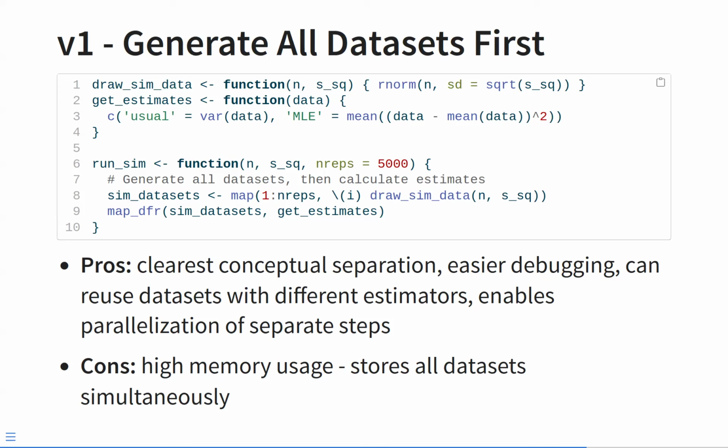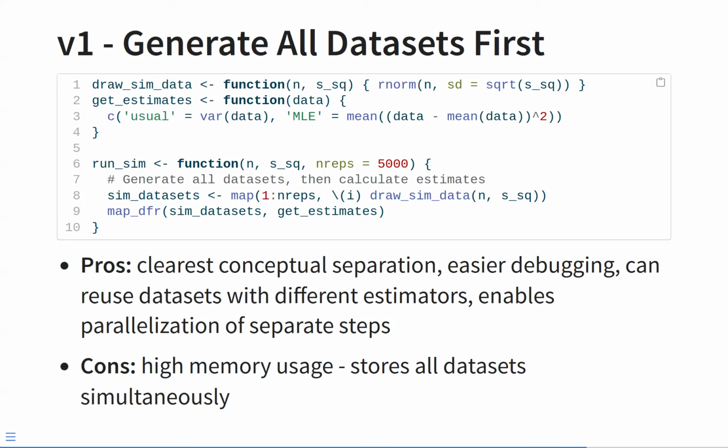So if you wanted, using an approach like this one, where you generate all the data sets first, remember, in line 8, sim data sets, map 1 to n reps, I draw sim data, we generate all those data sets and store them, right? So we generate all of the 5,000 data sets in one go. We could store those and just hang on to them. We could write them to a file, and then we could read them in later. So this means that if you change your mind, you later want to try out a new estimator, well, the data's already there. This also makes it easy to parallelize separate steps of the process.